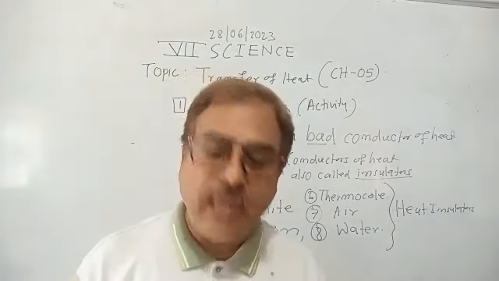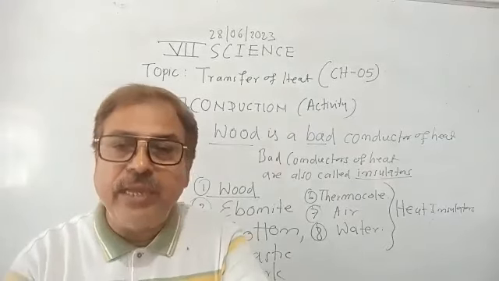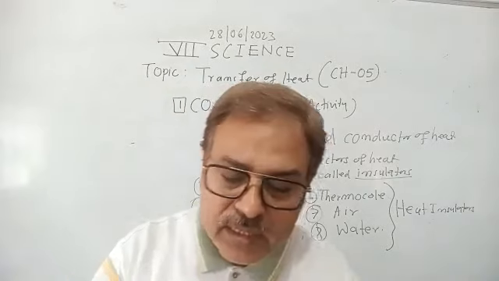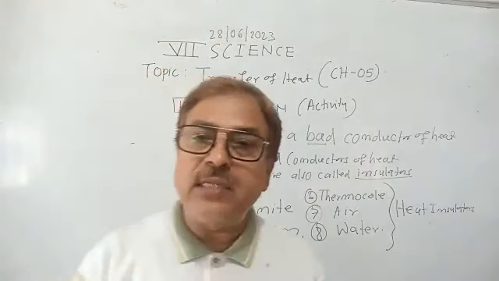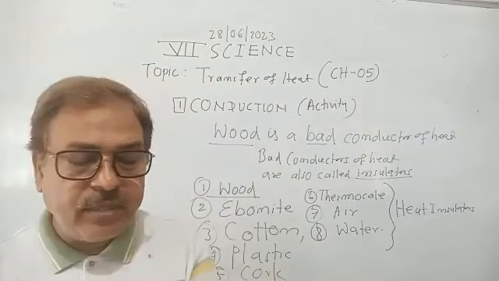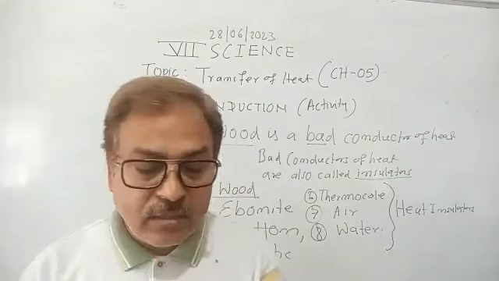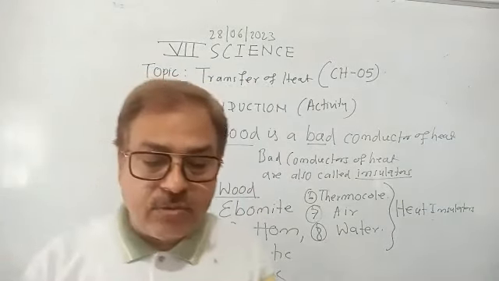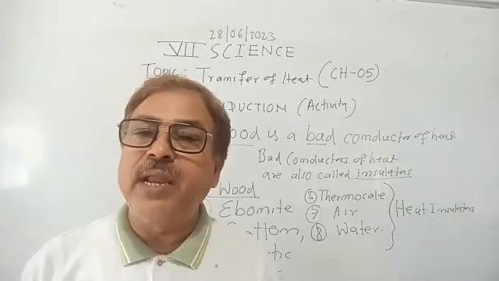Okay. The second example is that we use wooden or plastic handles for holding tea kettles or cooking utensils. The handles help us to hold them even when the objects themselves are quite hot because, being insulators, they do not let the heat flow or get transferred out to our hands.